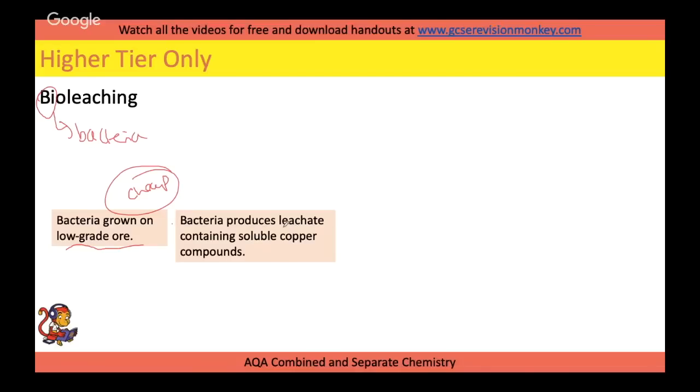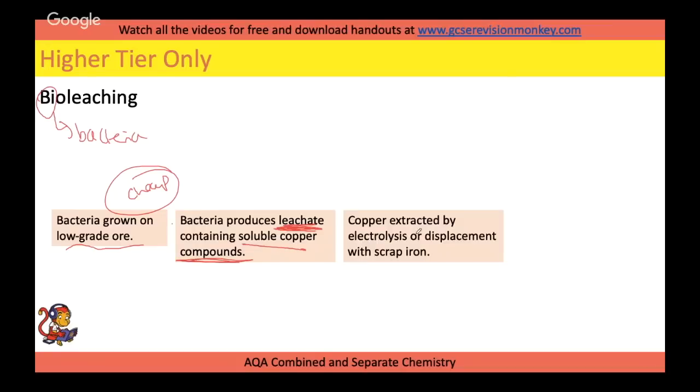And the bacteria produces a leachate, which is a liquid solution containing the soluble copper compounds. So they do all the work for you. And then again, you can extract it by electrolysis or displacement. So you don't need to know this process in a lot of detail. You just need to know it involves bacteria and they produce a leachate containing the copper compounds.